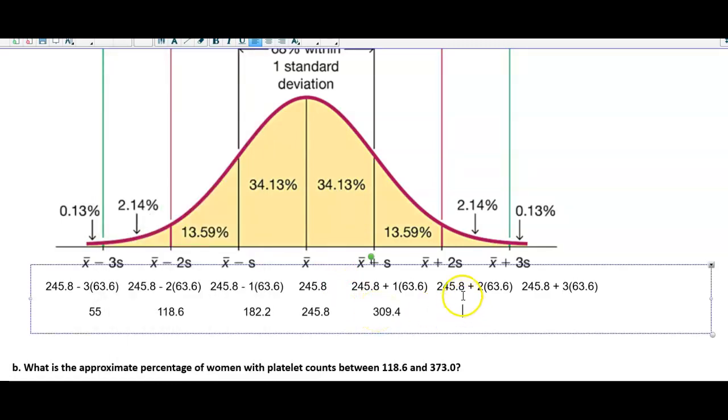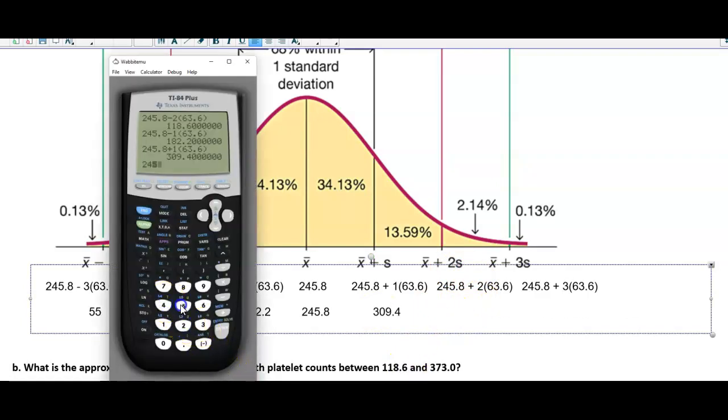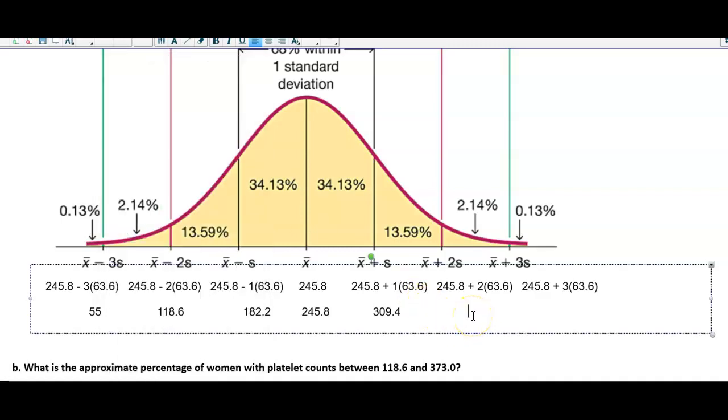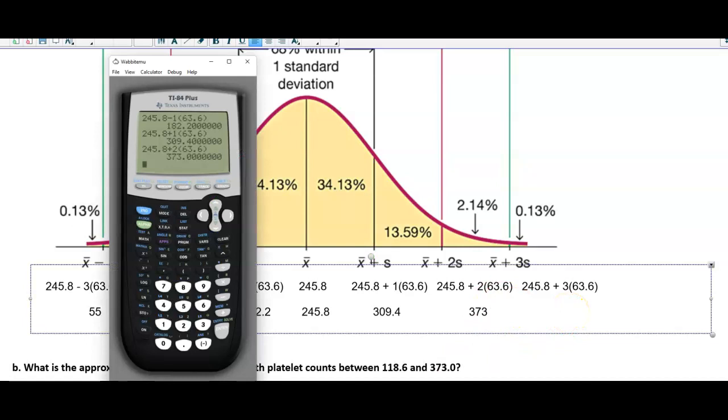Okay, let's go ahead and take a look at 2 standard deviations above the mean. So we're going to take 245.8 plus 2 times 63.6, and that gives us 373. And then the last one is 245.8 plus 3 times 63.6, and that gives us 436.6.